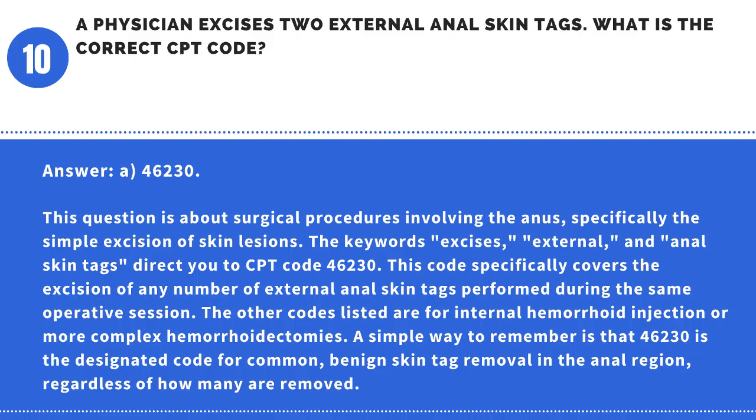46230. This question is about surgical procedures involving the anus, specifically the simple excision of skin lesions. The keywords excises, external, and anal skin tags direct you to CPT code 46230. This code specifically covers the excision of any number of external anal skin tags performed during the same operative session. The other codes listed are for internal hemorrhoid injection or more complex hemorrhoidectomies. A simple way to remember is that 46230 is the designated code for common, benign skin tag removal in the anal region, regardless of how many are removed.